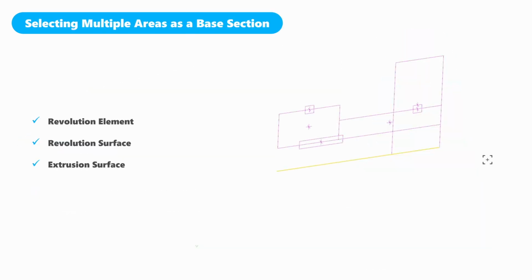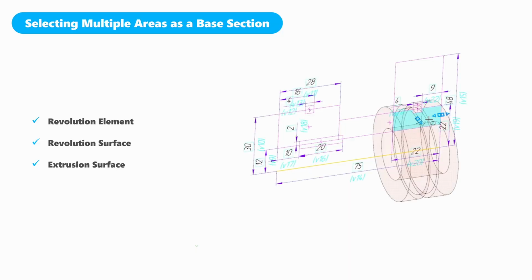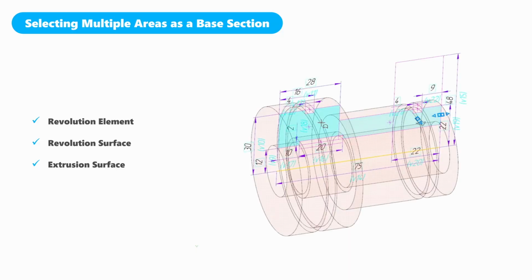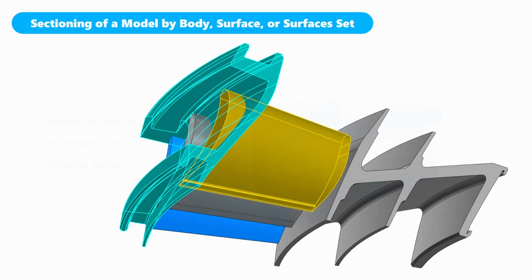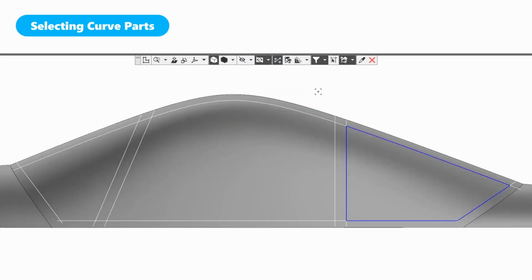For the revolution element, revolution surface, and extrusion surface commands, selecting multiple areas as a section has become available. You can see how it works in this video. Now, when you're working with the section command, you can use a body, a surface, or a set of surfaces as secant objects.